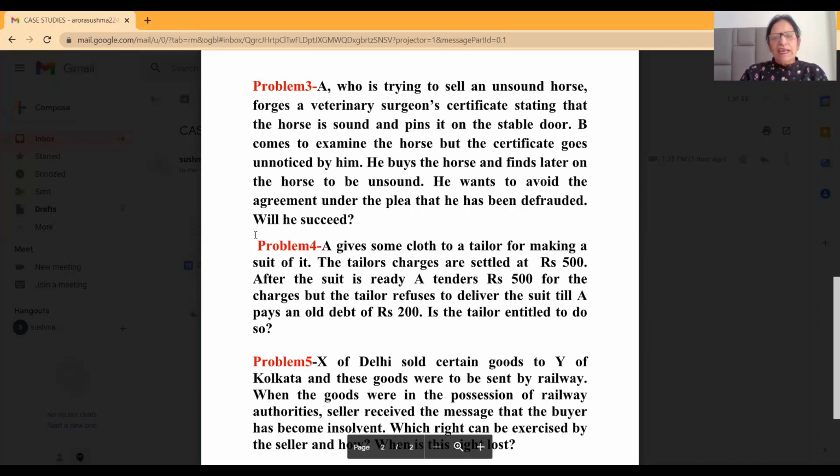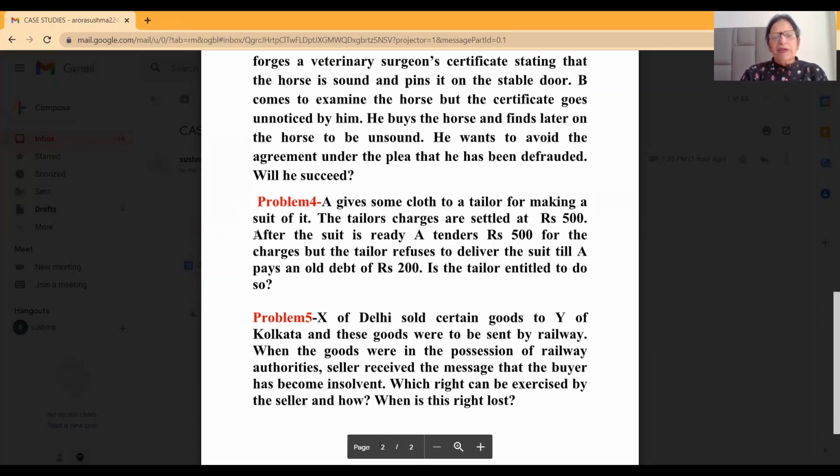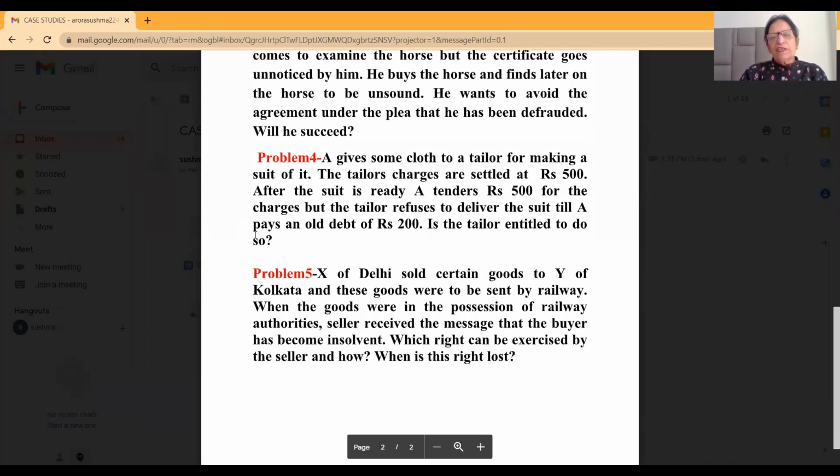Now, coming to the last problem, which is: X of Delhi sold certain goods to Y of Kolkata, and these goods were to be sent by railway. When the goods were in possession of railway authorities, the seller received the message that the buyer has become insolvent. Which right can be exercised by the seller and how? When is this right lost?